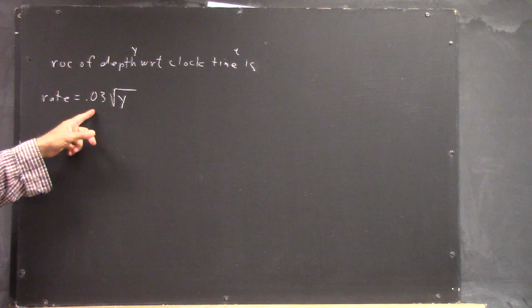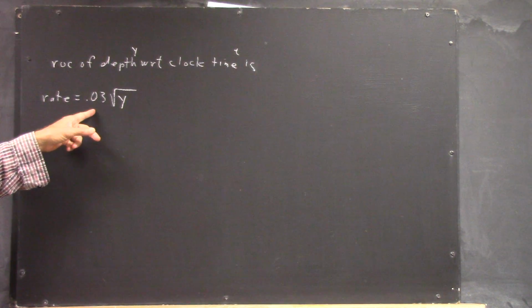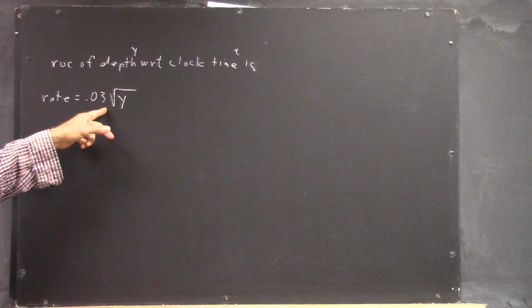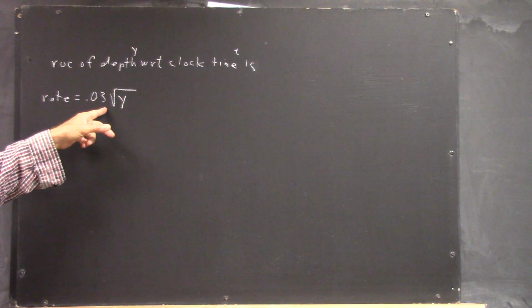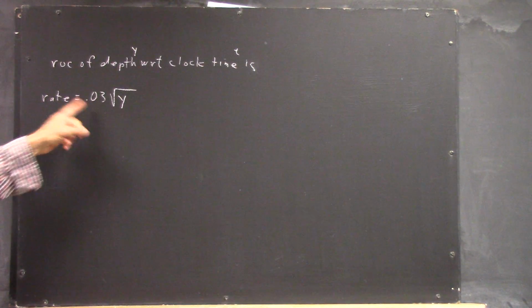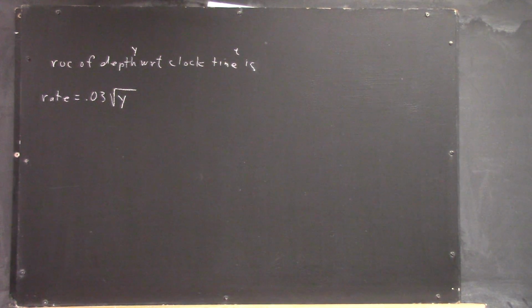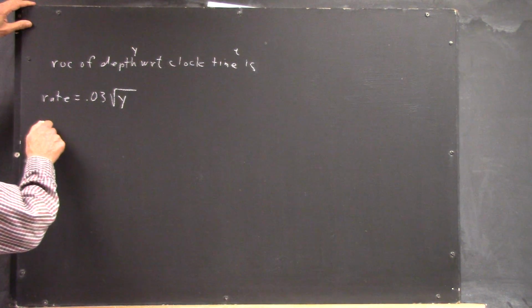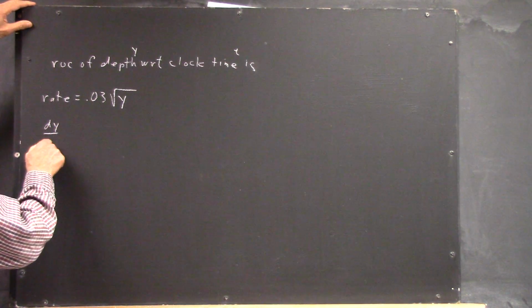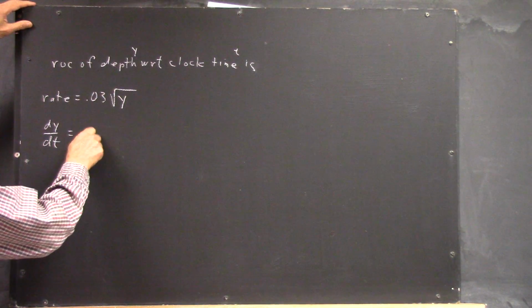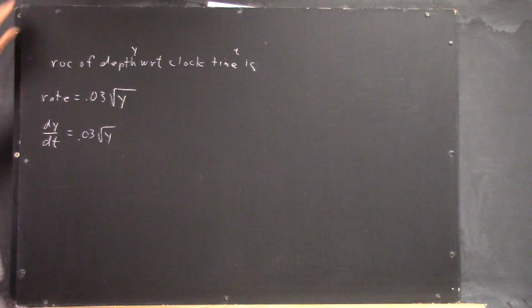So if you know the numbers and one other thing, you can write down what this number is, right? Okay? And if that number comes out 0.03, then here's your model. Okay? Now, the rate. I've used dy dt for the rate, right?